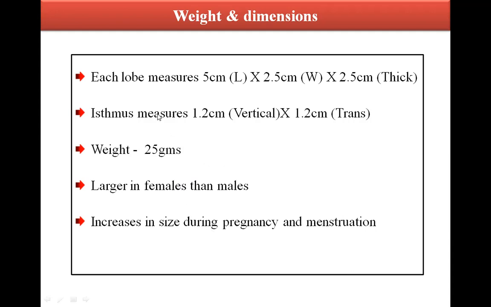So each lobe of the thyroid gland is 5 centimeter in length, 2.5 centimeter in width, and the thickness is also 2.5 centimeter. Isthmus measures about 1.2 centimeter vertically and transversely. Weight is about 25 grams. It is larger in the females than the males, and it increases in size during the pregnancy and the menstruation.